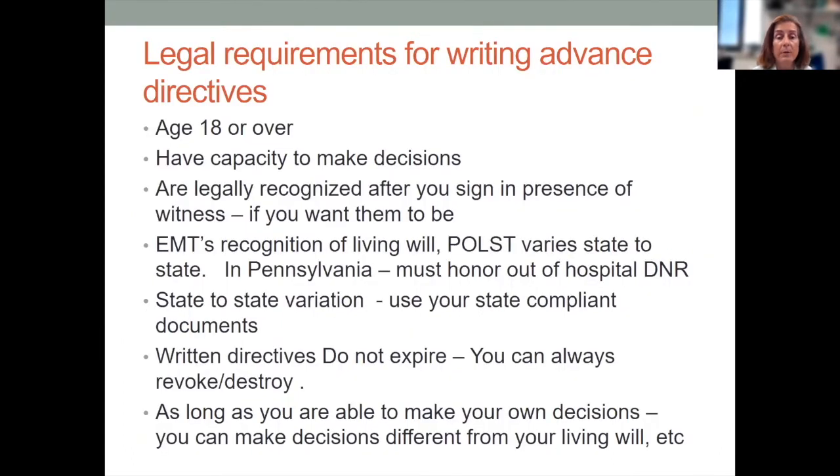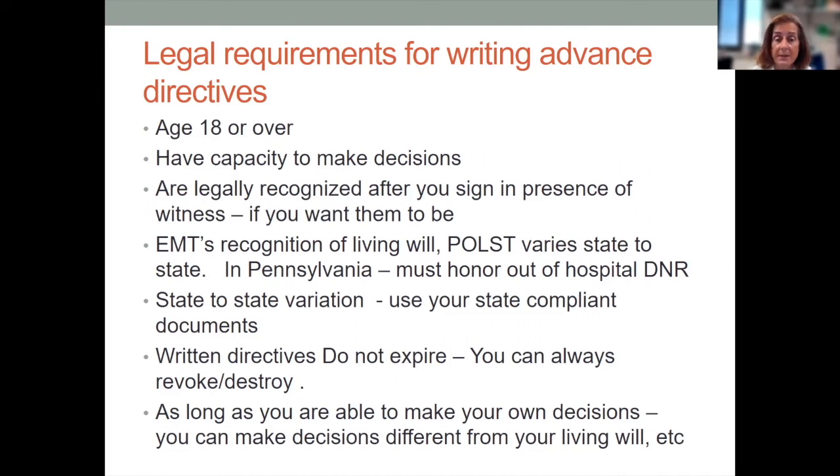The legal requirements for writing advanced directives include age over 18. You need to have capacity to make medical decisions. Most living will documents are legally recognized after you sign in the presence of a witness, only if you want them to be. The emergency medical technician's recognition of living wills and POST varies state to state. In Pennsylvania, emergency medical technicians must honor an out-of-hospital DNR.